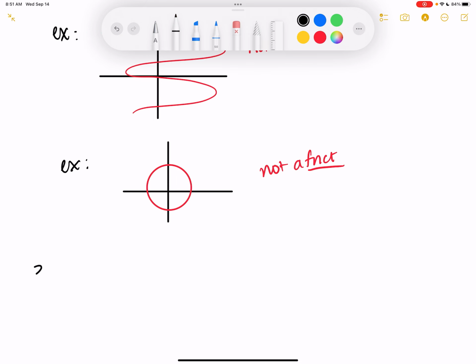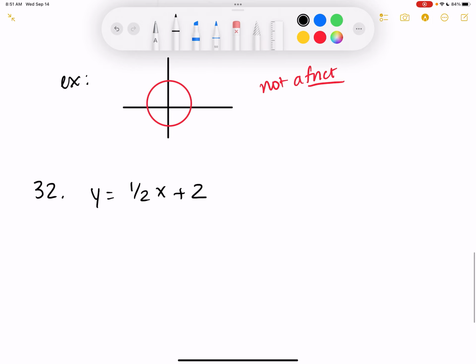I'll do 32: y equals 1/2 x plus 2. Okay, so remember the equation of a line, y equals mx plus b. So when we get to the next set of problems, if it is linear, it should look like this, or it should be able to be put in a form that looks like this. If it can't, it is not linear. So you start at 2 and then you go up 1/2.